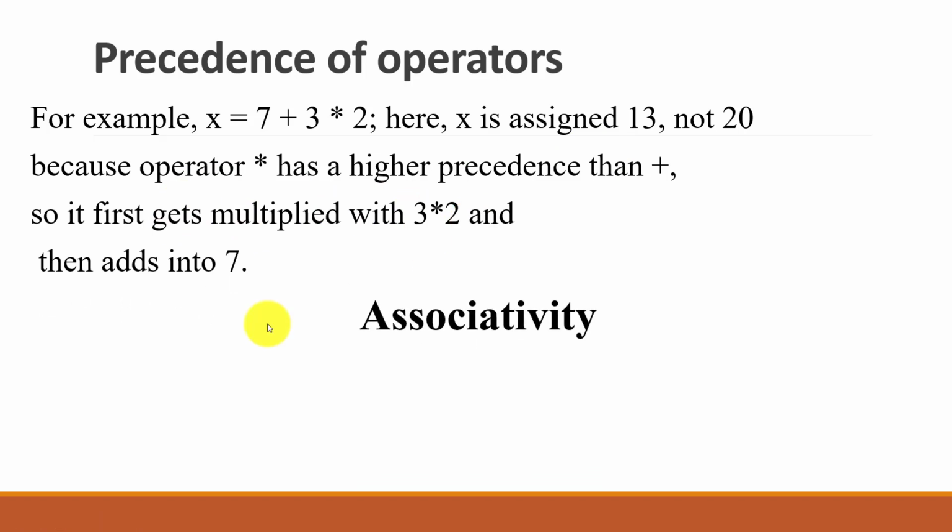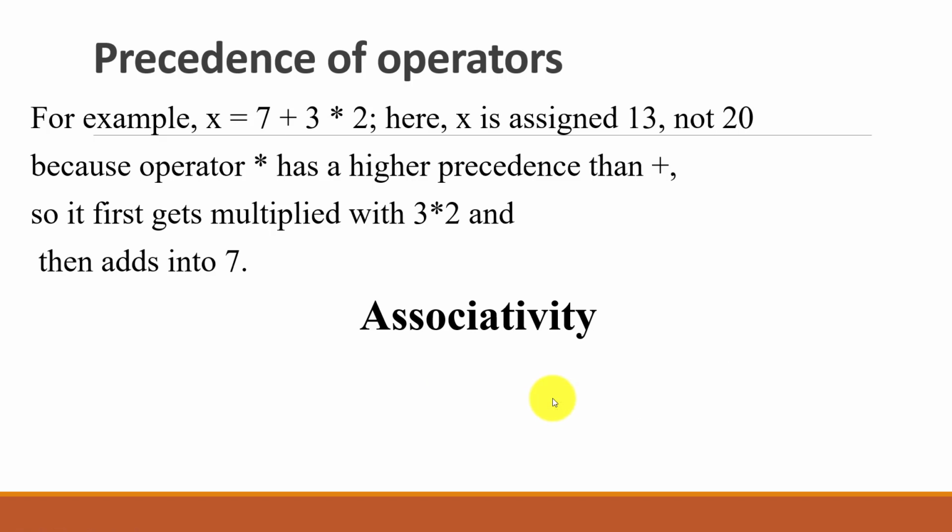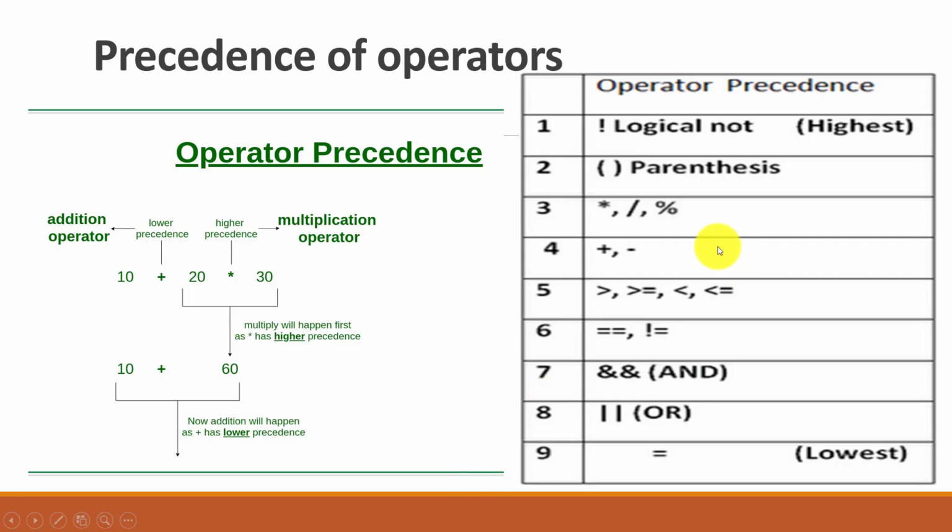Now let's understand what is meant by associativity. Suppose we have two or more operators with the same precedence in the same expression. How are we going to solve it? For example, in the previous table we can observe that multiplication, division and modulus have the same precedence. Then we solve that expression according to direction, and that becomes the associativity.